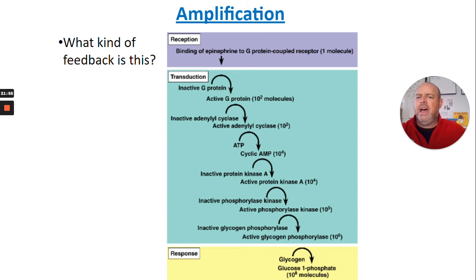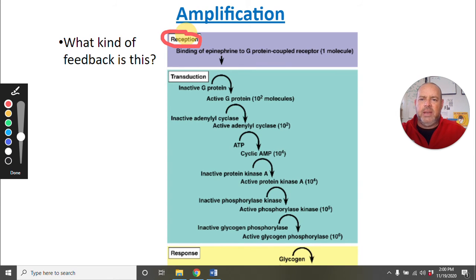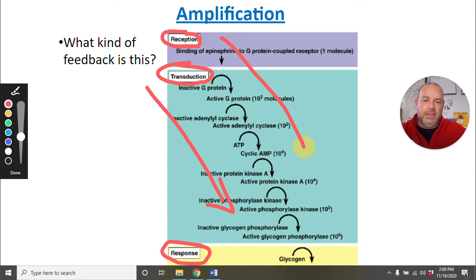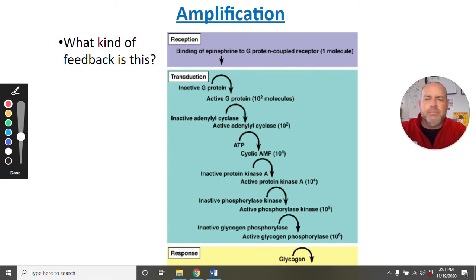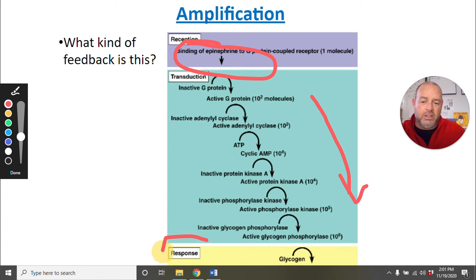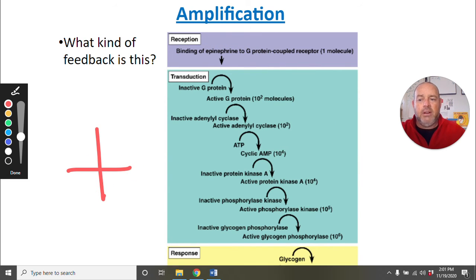So what kind of feedback is this? This is the same idea, right? We have our three phases. We have reception, we have our transduction, the signal being sent into the cell, and then we get our response. Well, if everything keeps going this way, is this positive or negative feedback? Is this more gets you less, or is this more gets you more? Well, the longer it stays on, the longer you bind to this, the more of this you get, the more cellular response you're going to get. And so this would be positive feedback, right? More gets you more.